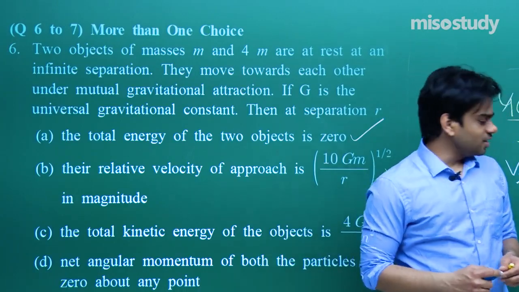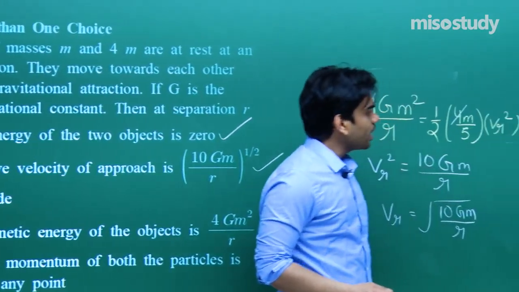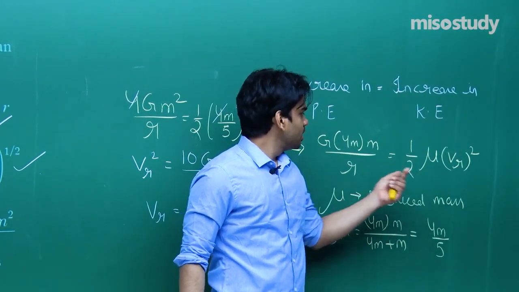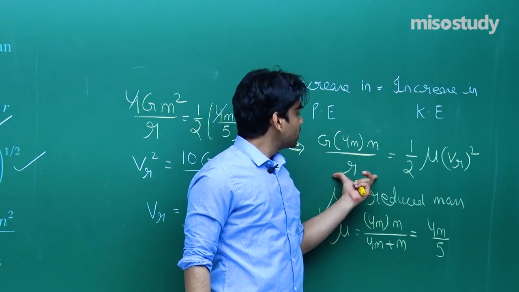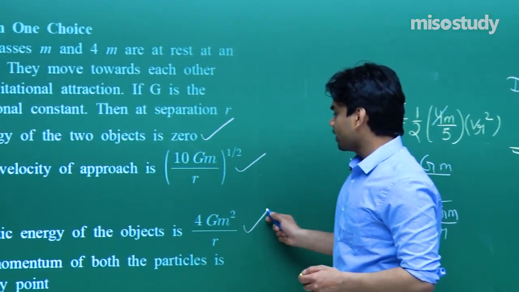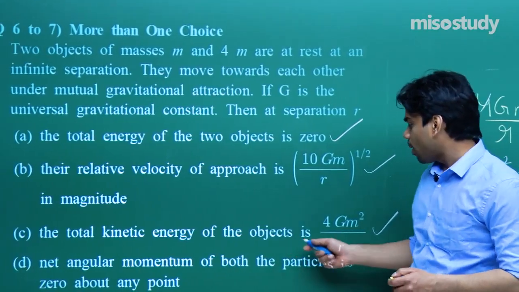For total kinetic energy, we can use 1 by 2 mu into Vr whole square. This will be giving you total kinetic energy. This will be equal to this. So 4Gm² by r. Let's check. 4Gm² by r. Yes, total kinetic energy of the object will be this much.